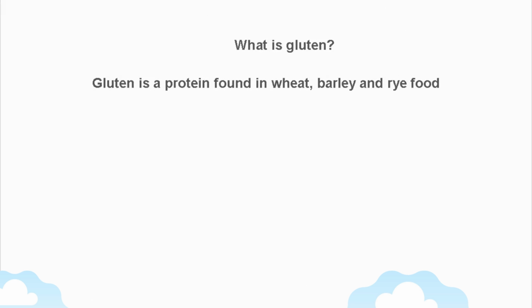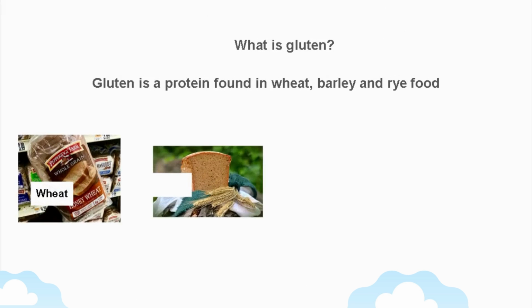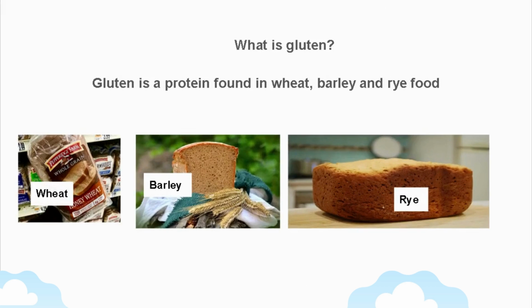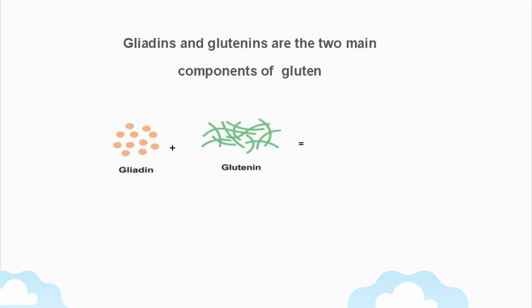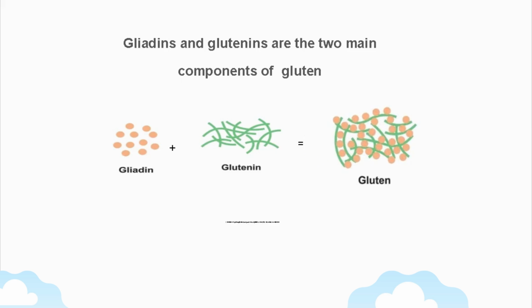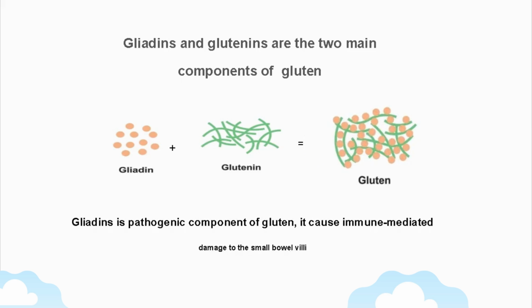What is gluten? Gluten is a protein found in wheat, barley, and rye food. Gliadin and glutenin are the two main components of gluten. Gliadin is the pathogenic component of gluten. It causes immune-mediated damage to the small bowel villi.